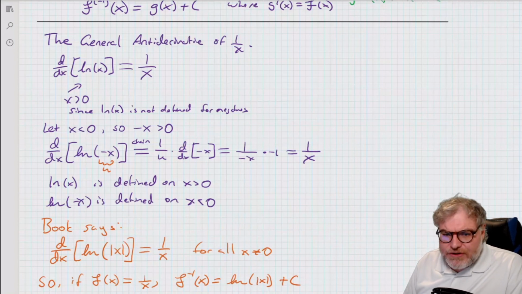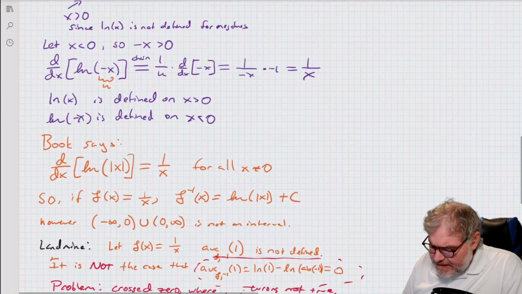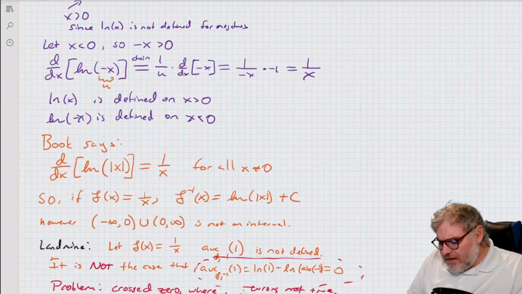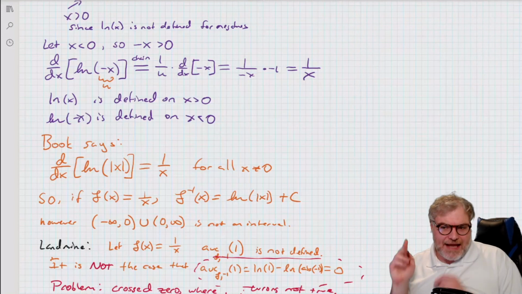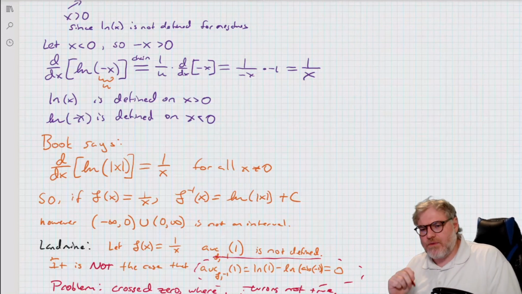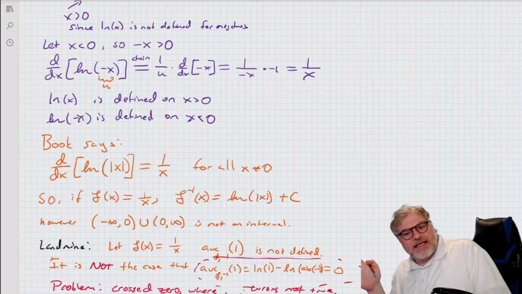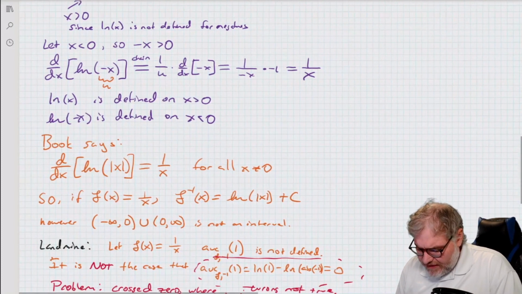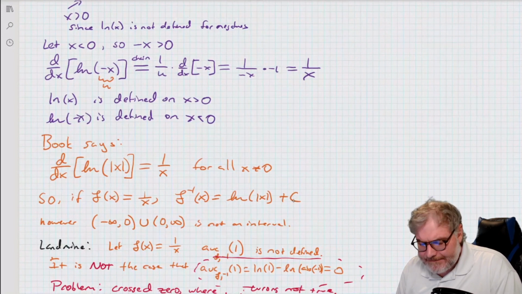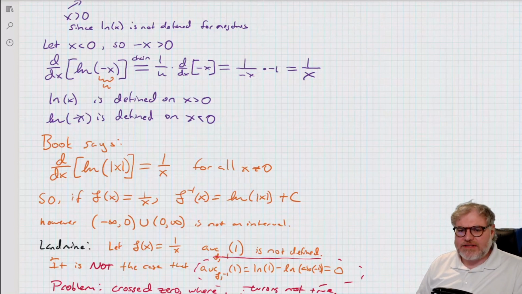So the book is going to do the following. The book is going to say, okay, since the derivative with respect to x of the natural log of the absolute value of x equals 1 over x, for any x that's not equal to 0, it's going to say that the general antiderivative of 1 over x is the log of the absolute value of x plus c.